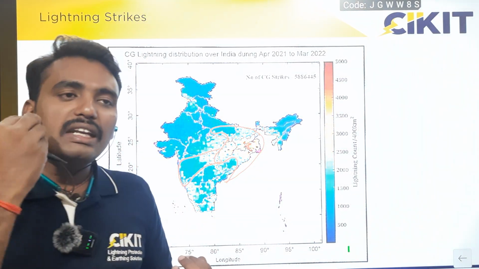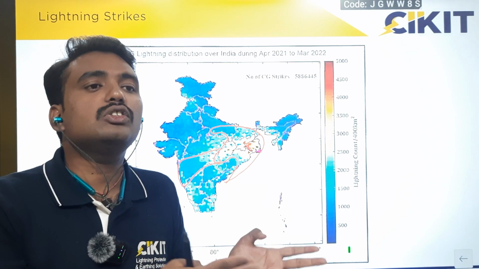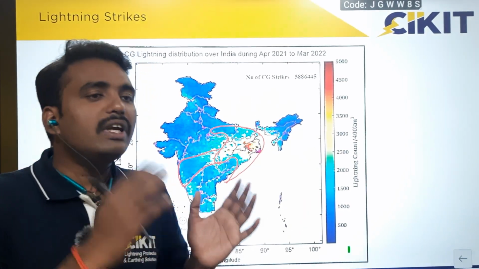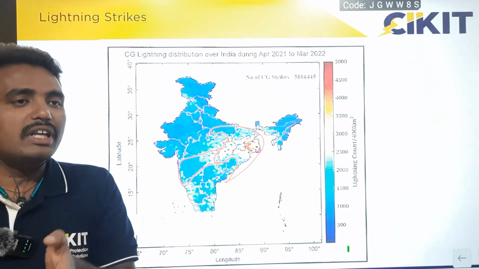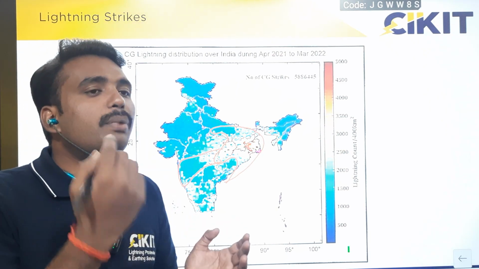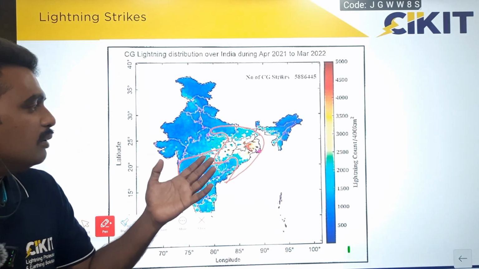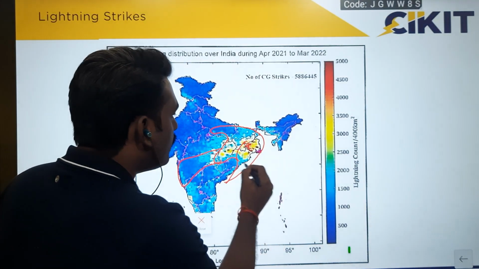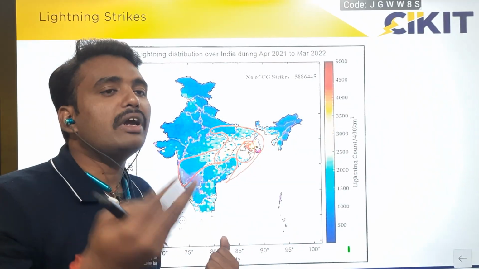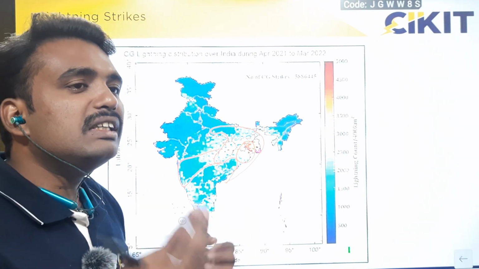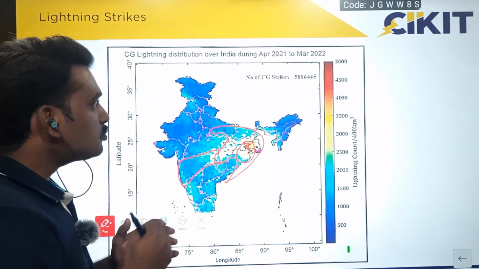In some areas, if the lightning itself is much lower, then the risk due to lightning will also be much lower. So whenever we go for lightning protection, the first parameter that has to be considered is the location of the particular site. If the building is in a more prone area, then the risk due to lightning will also be much higher, and the design has to be done accordingly.